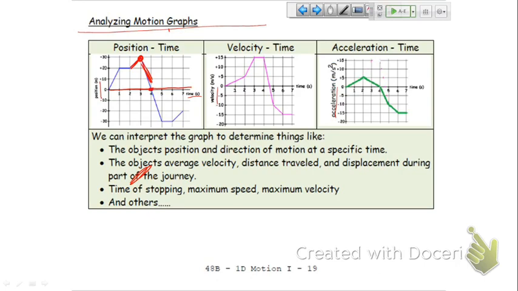When do I stop for the second time? At what time do I stop for the second time? 5 seconds, because I start this horizontal bit. Yeah, so interpretable, yeah. Look at the second diagram. When do I stop for the first time?